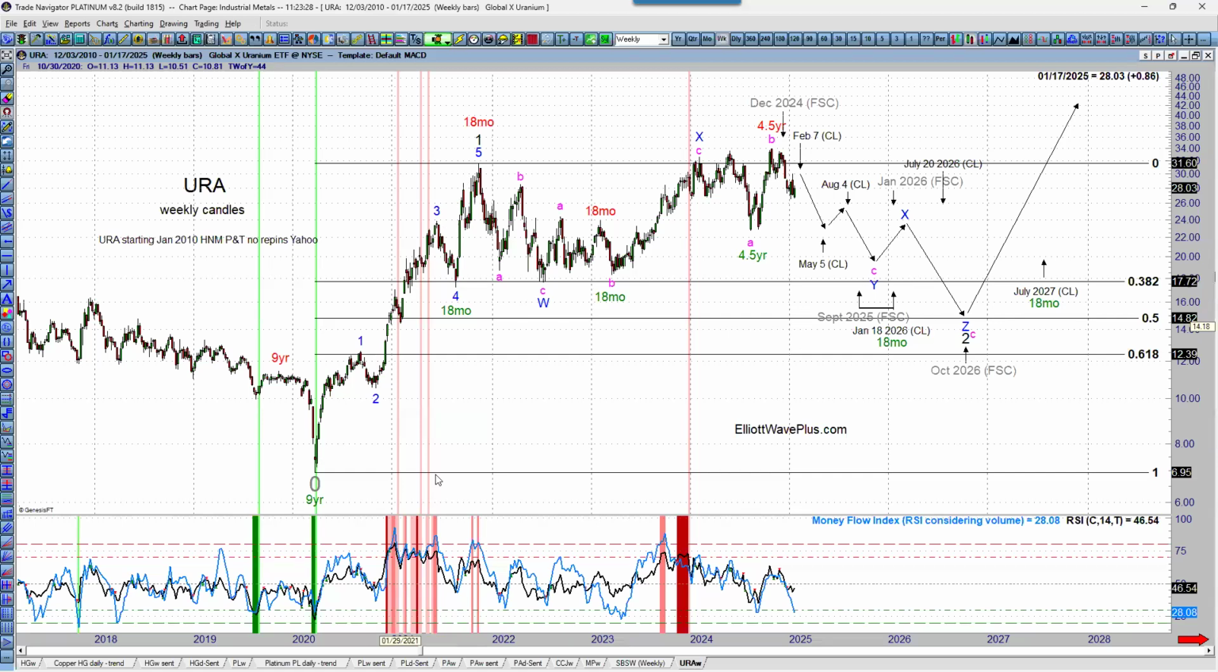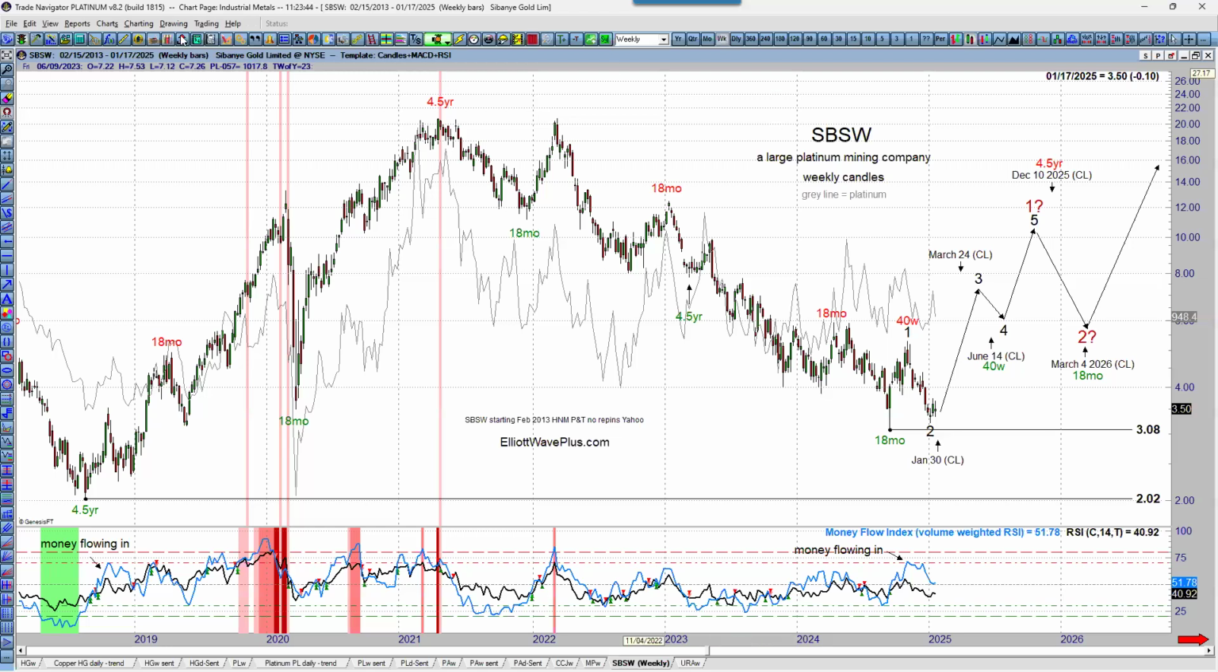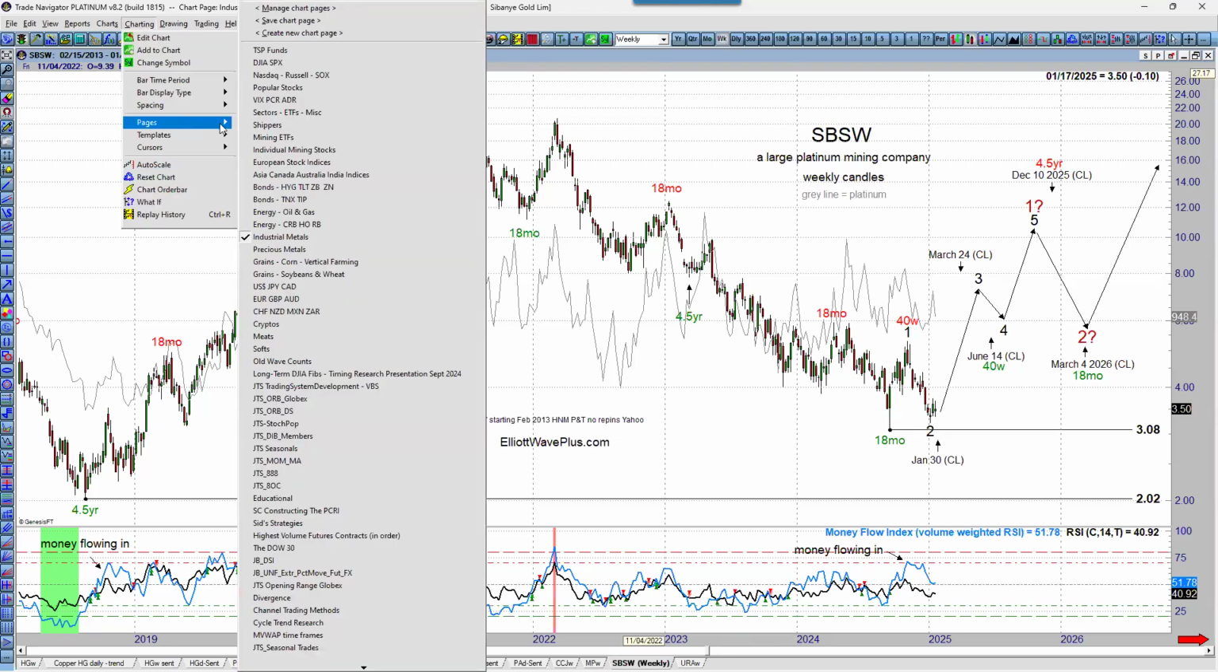So still, platinum and palladium look like the strongest plays in the metals market as far as being bullish. There's probably no better stock than SBSW to play those, although I'm open to ideas on that, other potential stocks that could be played to take advantage of a new bull market that's developing in platinum and palladium.